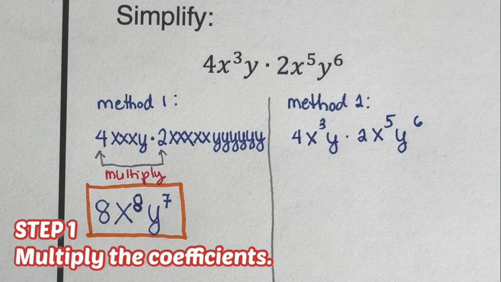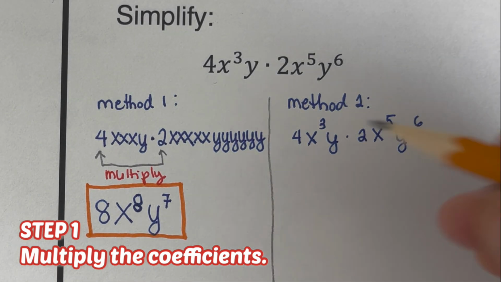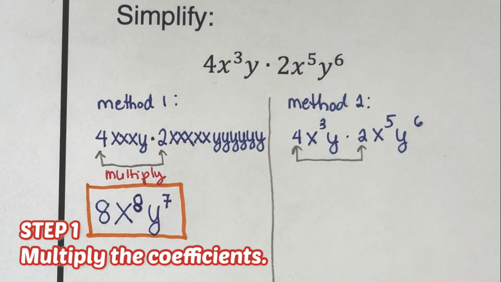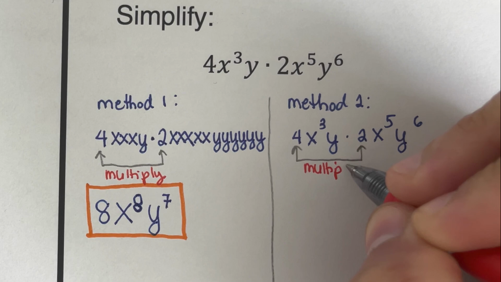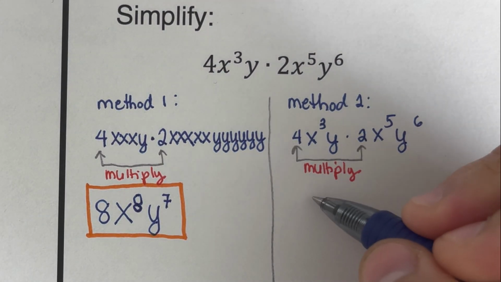Okay, the first step is to multiply the coefficients. The coefficients are 4 and 2. So I will have to multiply these two. I'm just going to label that. We're supposed to, again, multiply it. 4 times 2 is 8.